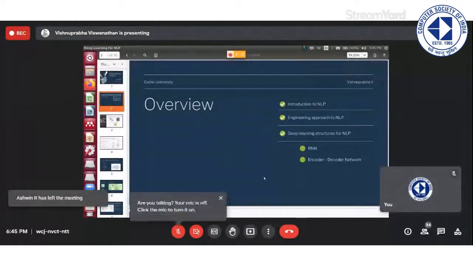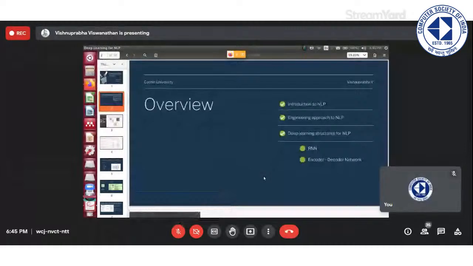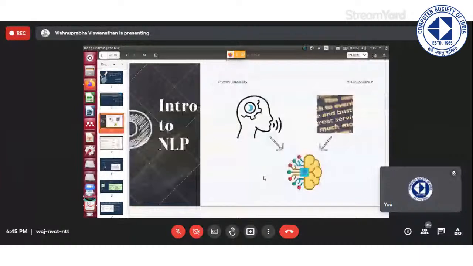Okay, here is the overview of the contents. First, we will go through an introduction about NLP, what is natural language processing. Then we will discuss the engineering approach to NLP. And finally, deep learning structures for natural language processing. It includes recurrent neural network and encoder-decoder network. So, moving on to introduction.